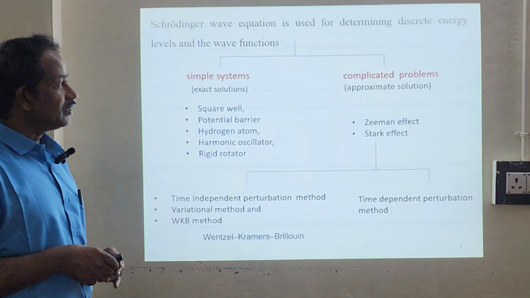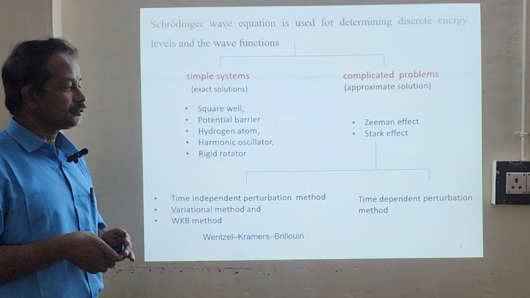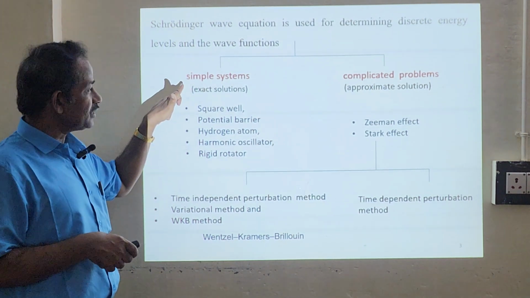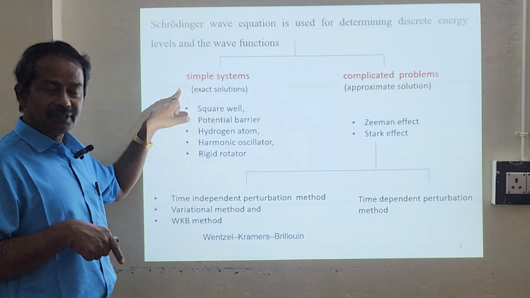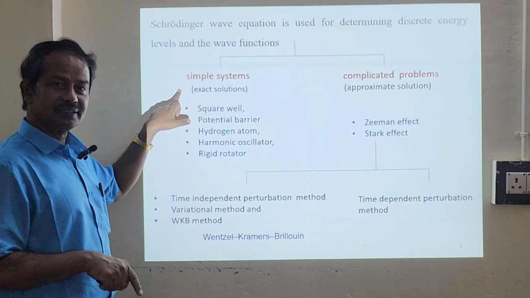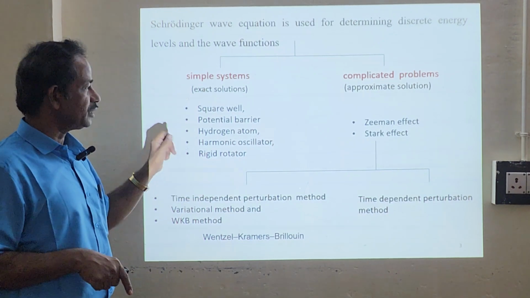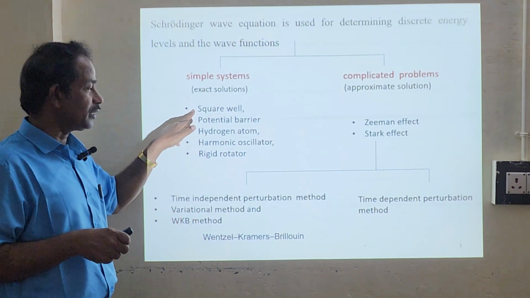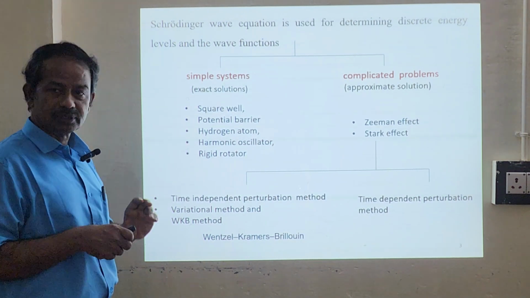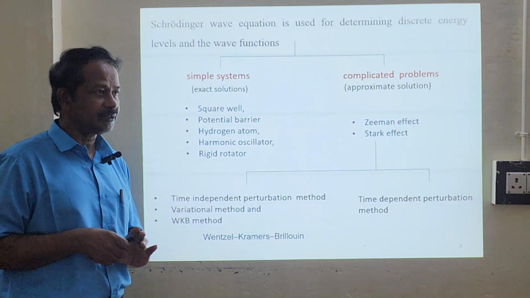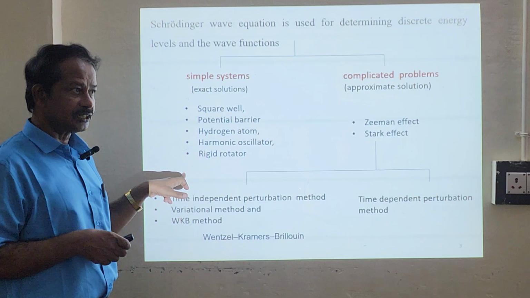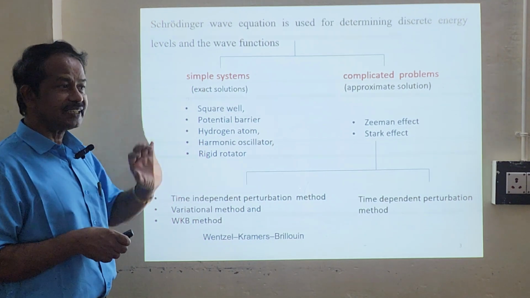So as I said, there are two systems for solving the Schrodinger wave equation. One is the simplest system, where we use the Schrodinger wave equation and get the exact solution. For example, we used the infinite square well, finite square well, potential barrier, hydrogen atom, harmonic oscillator, and rigid rotator. We applied the Schrodinger wave equation to obtain the energy eigenvalue and the corresponding wave function. So this is the exact method.